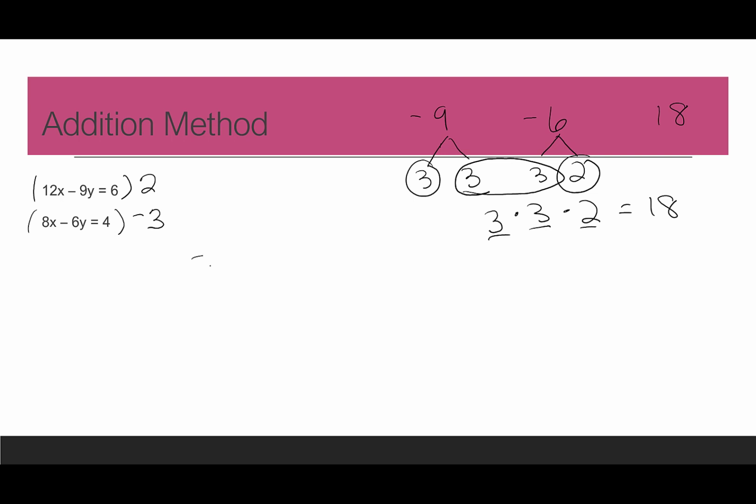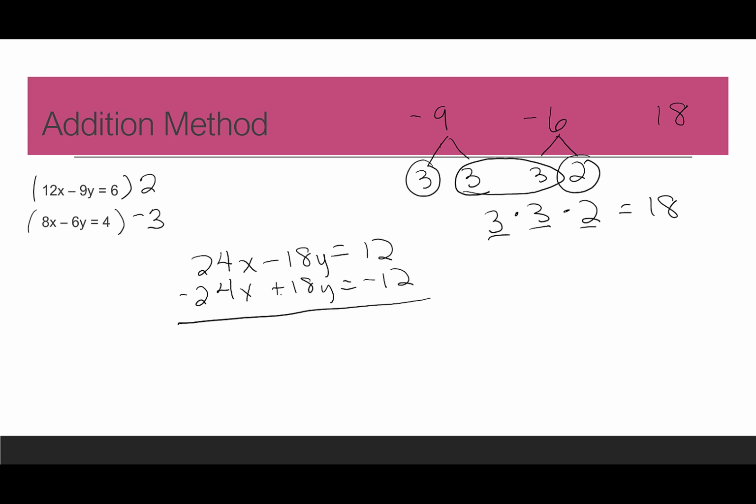So 12 times 2 gives me 24x. 2 times 9, I have 18y. 2 times 6 is 12. Negative 3 times 8 is negative 24x. Negative 3 times 6 is positive 18y. And negative 3 times 4 is negative 12. This time I start adding together and I'm noticing everything cancels. The x's cancel, the y's cancel, that's a 0. The 12 and the negative 12 also gives me 0.